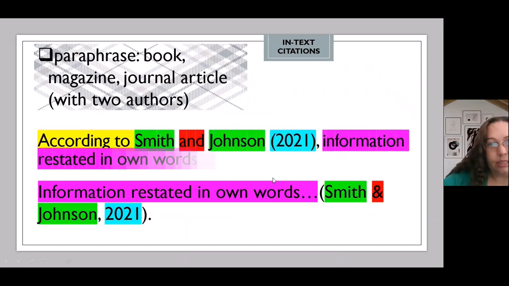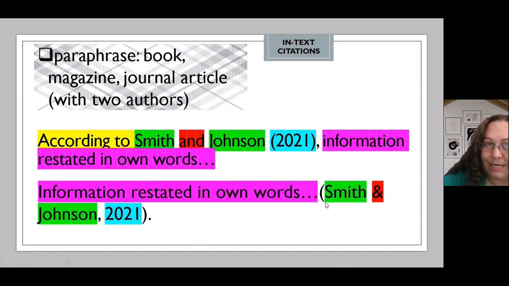If we have two authors, it is going to be done the same way as in quotations. The difference is that we do not have to provide the page number because we have put that information in our own words, but it is the same way. If we start with an introductory phrase, then we're going to present the two authors and we're going to join them with the word and. Smith and Johnson, open parenthesis, year of publication, close parenthesis, comma, and then provide the information in your own words.